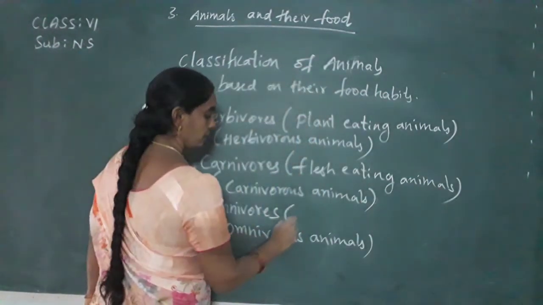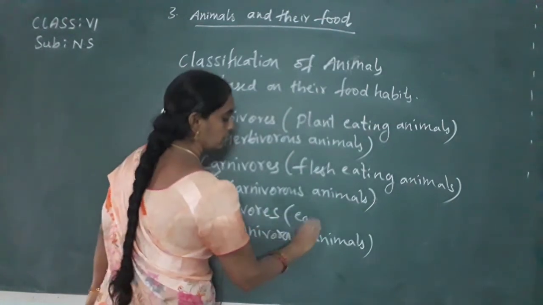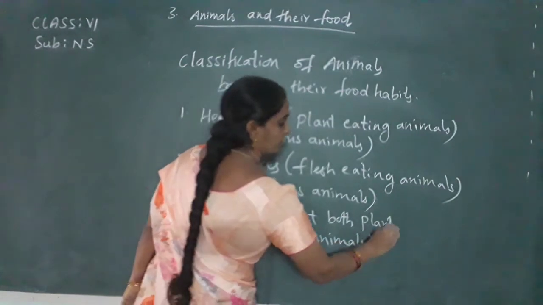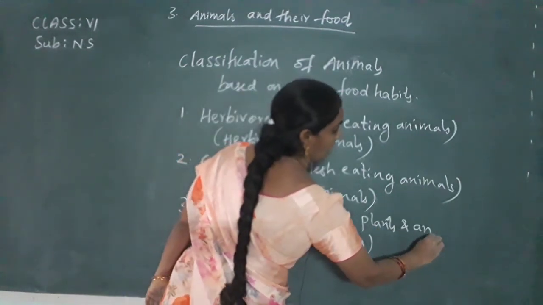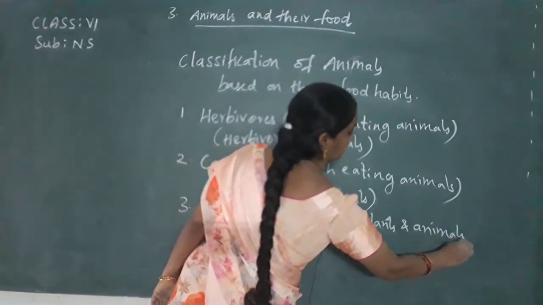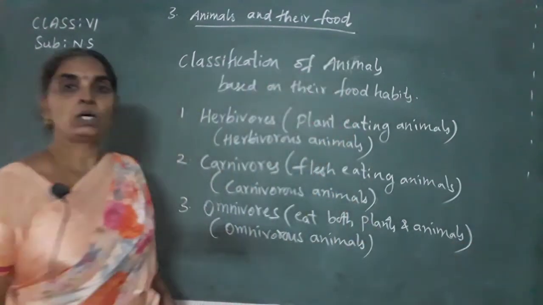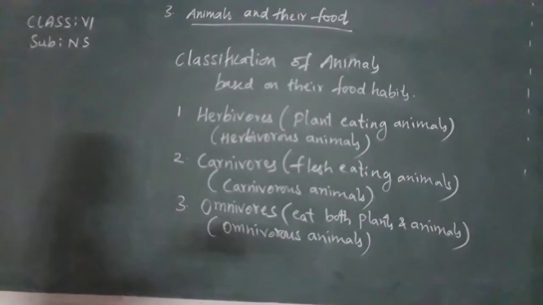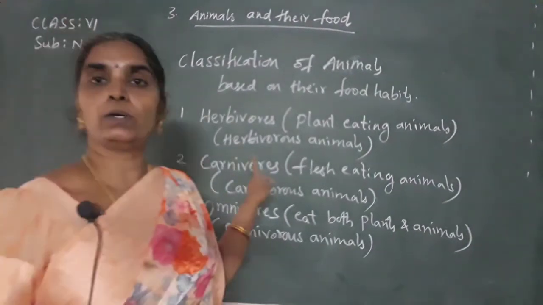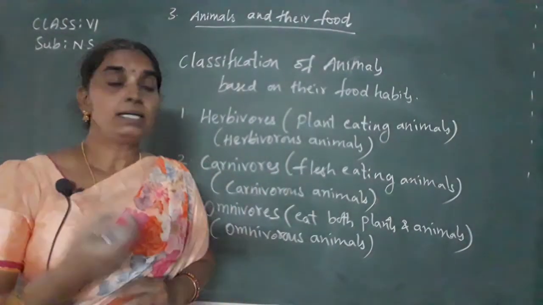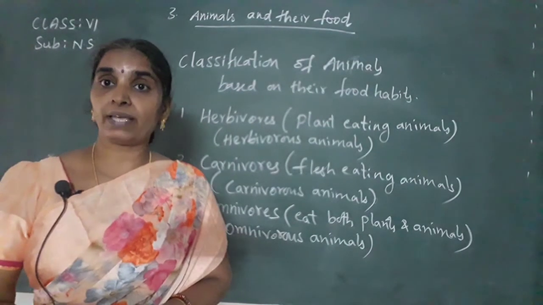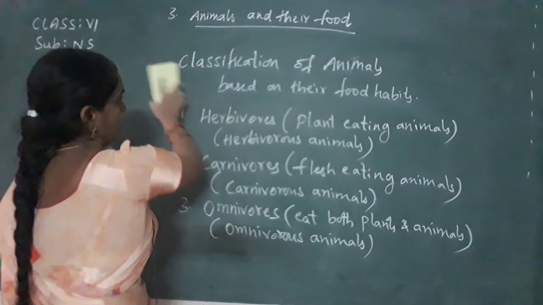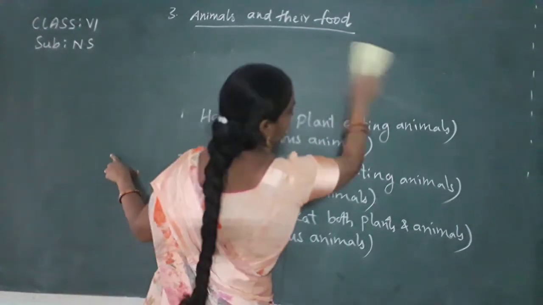In short, you can write it as such. Omnivores eat both plants and animals. Okay, now done, children. I hope you have written this. Now the next way of classification of the animals is frugivorous animals. The type is frugivorous animals.